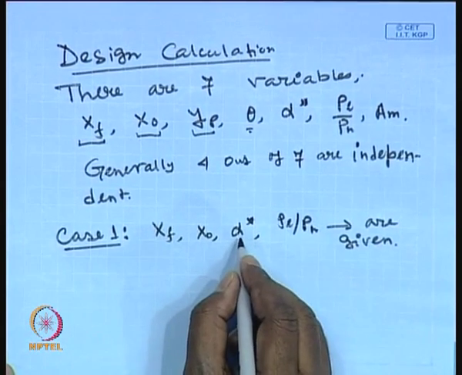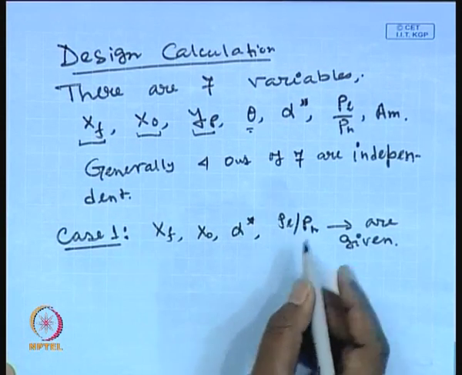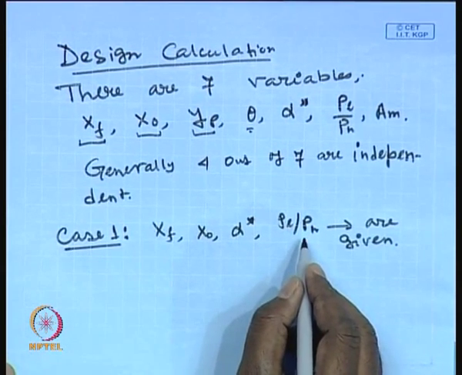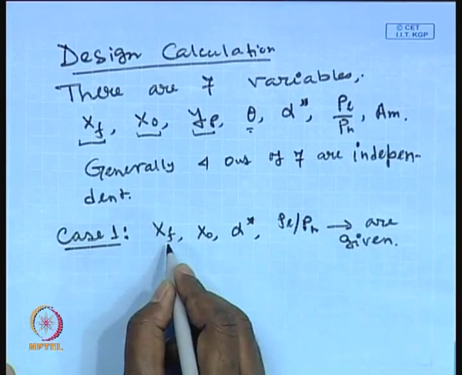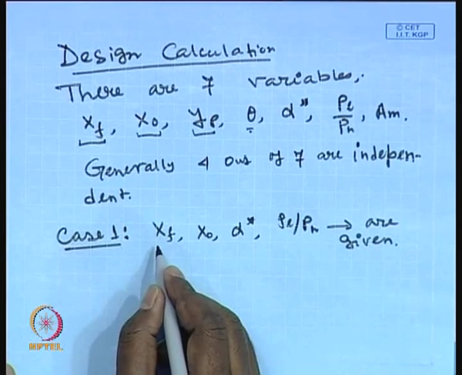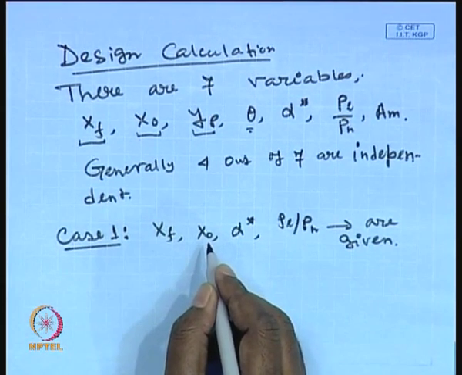Now, alpha star is a property, that is the ratio of permeability of species A and species B. P L by P H at the operating condition is the pressure that you are maintaining in the permeate side and in the feed side. X f is the quality or the mole fraction of A in the feed, and the reject quality is set by you. So, let us say that this is the reject quality that we are going to have.